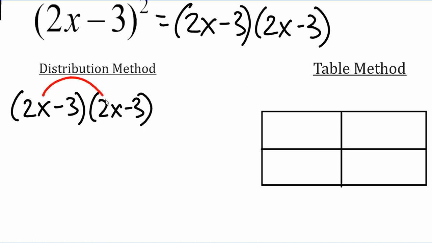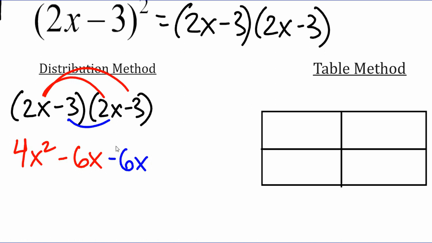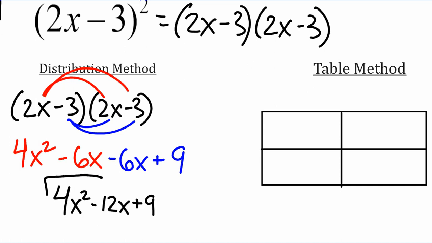Distribute the 2x first. 2 times 2 is 4. x times x is x squared. 2 times negative 3 is negative 6, and then we're counting x's. Negative 3 times 2x is minus 6x. Negative 3 times negative 3 is 9. I get 4x squared minus 12x plus 9 is my final answer.